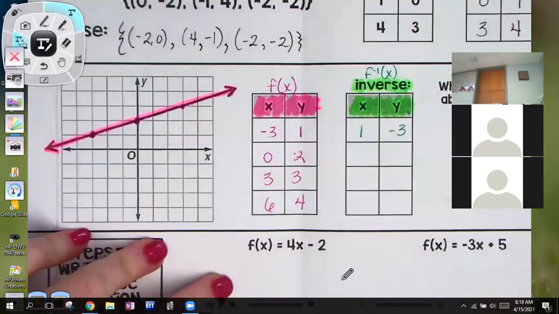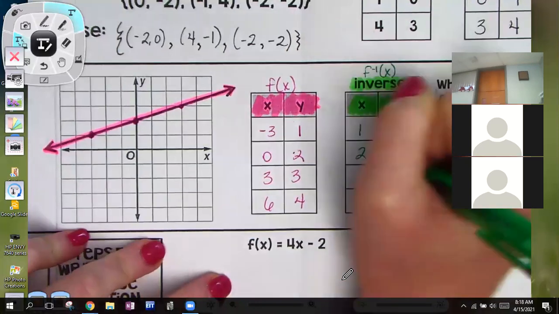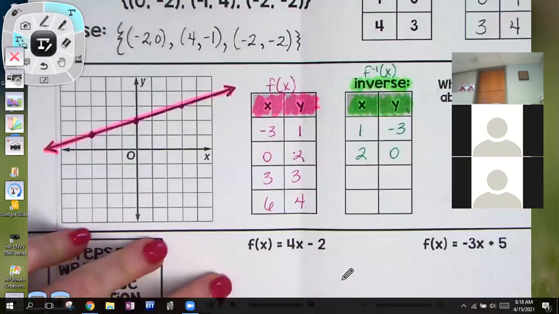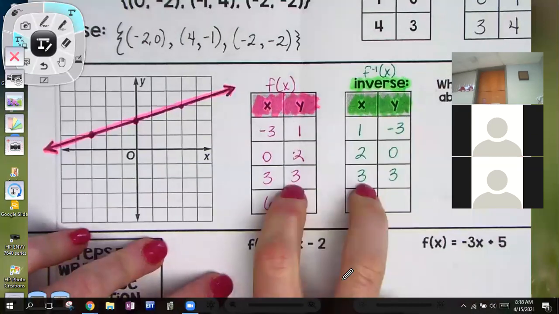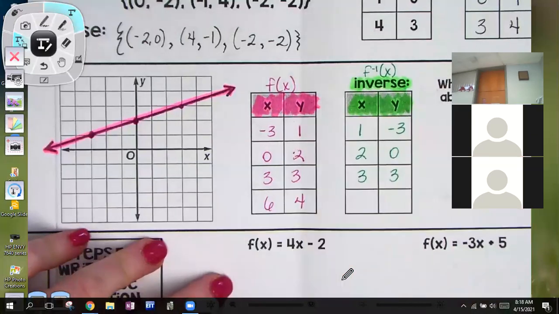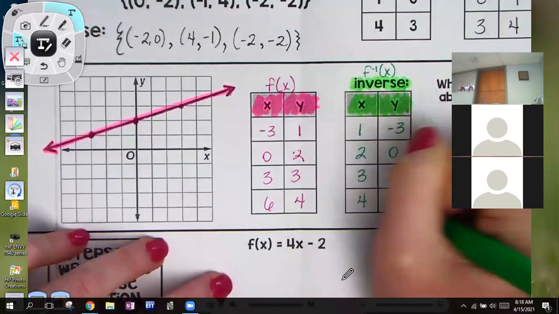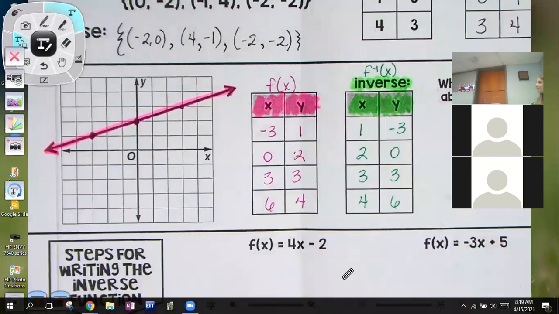What's the inverse of 0, 2? 2, 0. 3, 3 is 3, 3. Interesting. So we're going to see now what that looks like graphically when you have the same x and y. 4, 6. Perfect. So 3, 3 is where they meet? That is exactly what's going to happen. But we know that that's not the big takeaway we're getting from it.